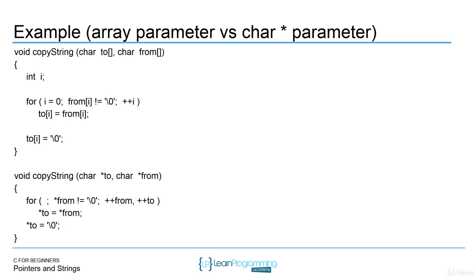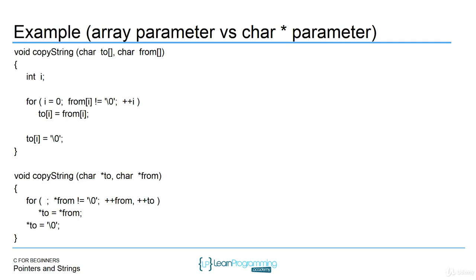In the first function, copy string, we can go through the entire array using a for loop, i equals 0, from sub i, and we go all the way until we see the null character, and then we increment our loop control variable. And then all you have to do is say to sub i equals from sub i. We're doing a direct assignment there. And then at the very end, after we've gone all the way until we see the null character, we add a null character to the end of our to array. Pretty basic. Now let's see how we do it when we use pointers.